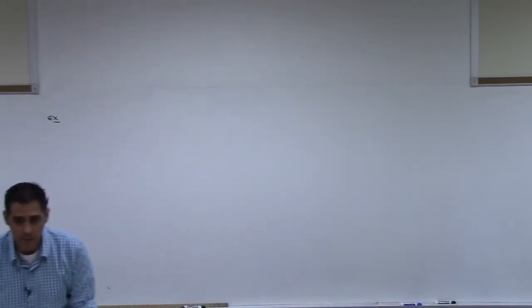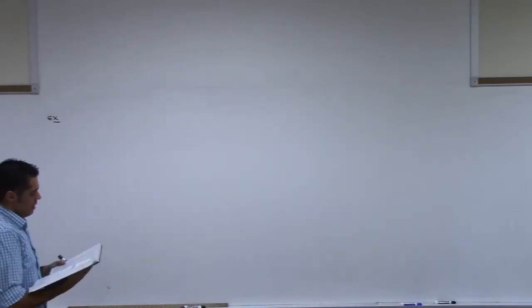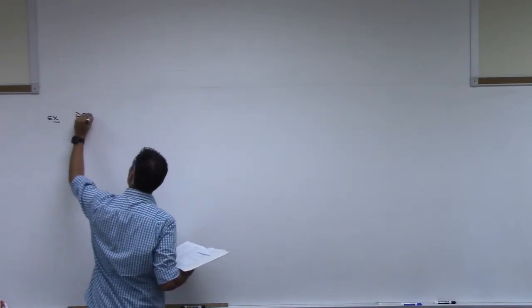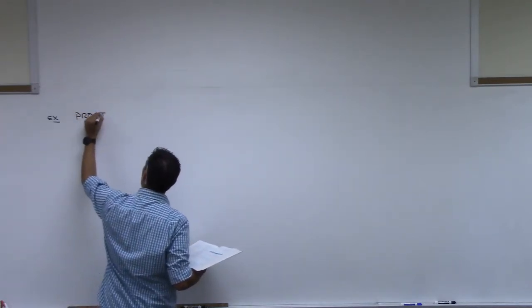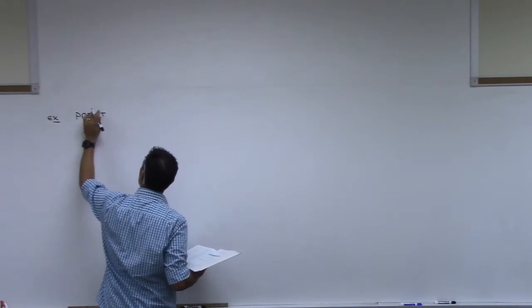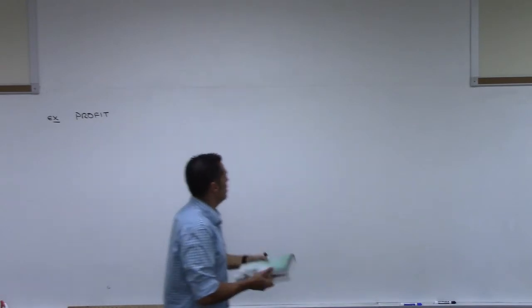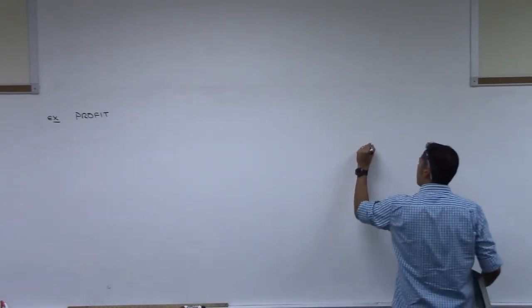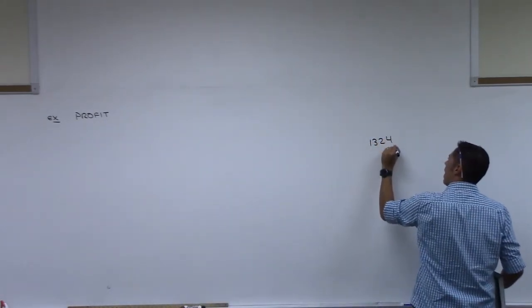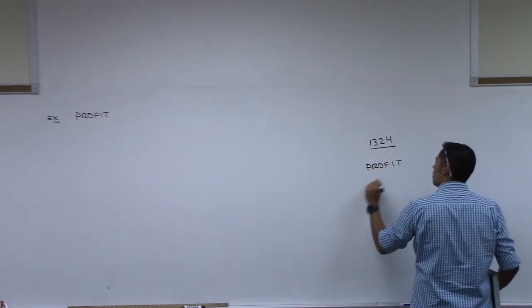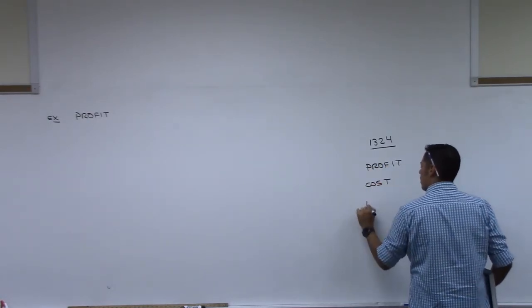I'm going to do a problem out of the book. All right, so we're going to be talking about profit here. And maybe before I get into profit, we should talk a little bit from 1324. In 1324, we have these ideas of profit, cost, and revenue.